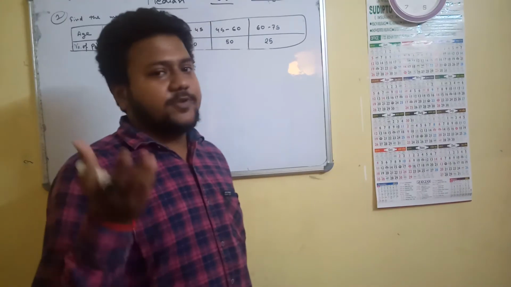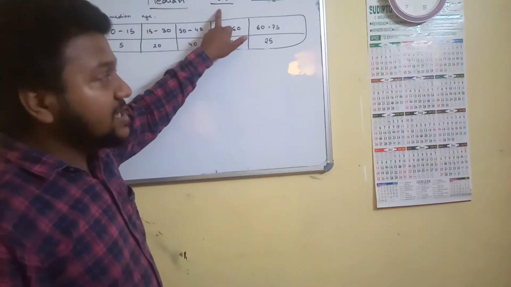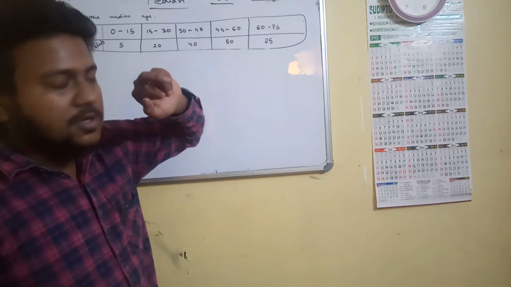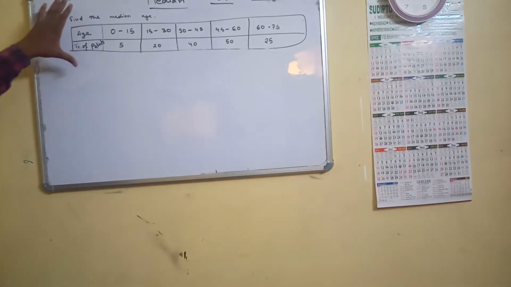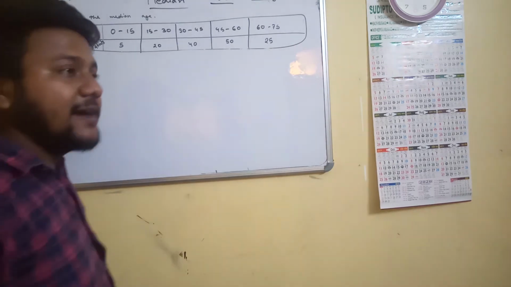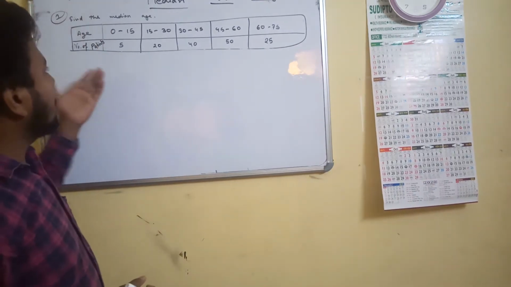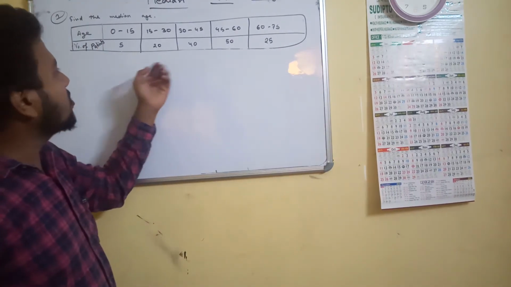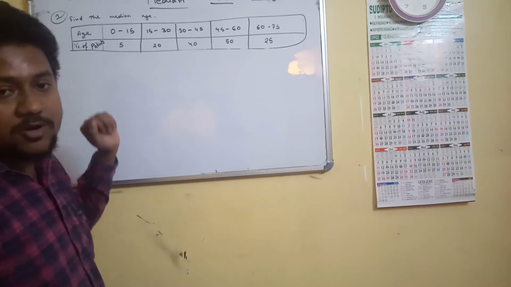Hello everybody, we are starting exercise 18B of the R.S. Agarwal book. In this exercise we have the first question, where we have a tabulation of the number of diabetic patients in a particular hospital.